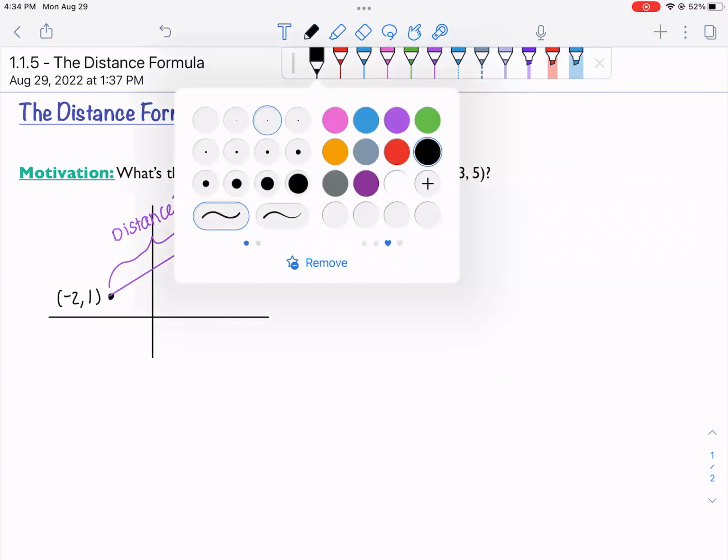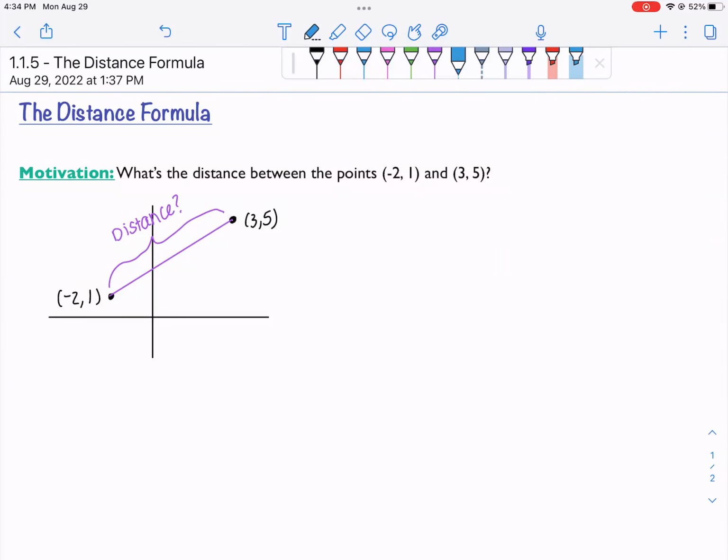So super tricky here, but let's make ourselves a right triangle. Pretend it's a right triangle. It got a little wonky there. Where the distance is the hypotenuse of this right triangle. We have x and y values of both of these points, so we can figure out the length of each of these legs of the right triangle.